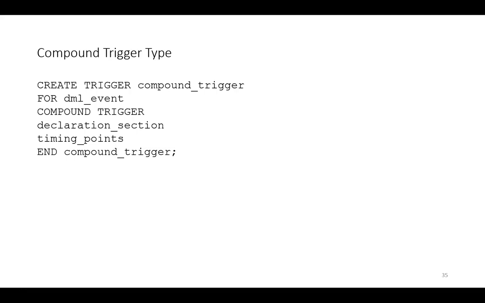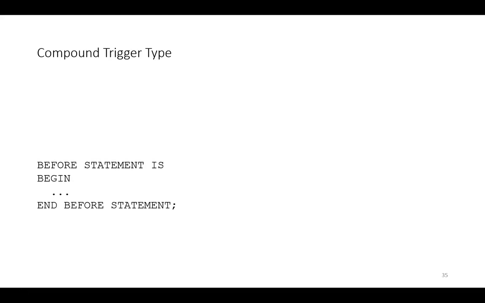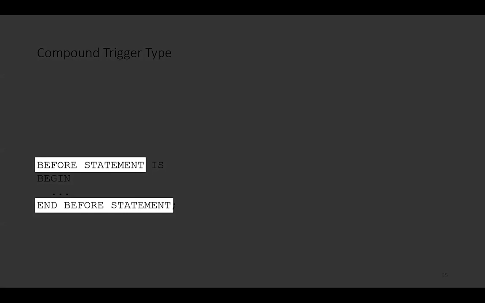Note that if a trigger has multiple timing point sections, they can be coded in any order. We don't have to list them such that we say before statement, before row, after statement. They can be coded in any order. To introduce these sections, we would follow this convention. We would use the timing point name, before statement, follow that by the word is, and then we would have a begin-end block which contains the executable code for that section, for that timing point. We also wrap this up with the label before statement appended to the end.